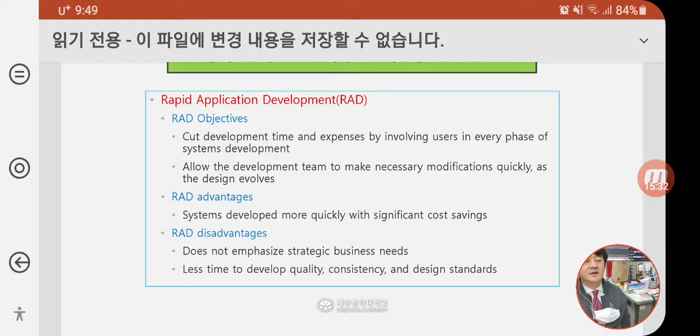RAD means the system is developed more quickly with significant cost savings. But RAD does not emphasize strategic business needs, and there is less time to develop quality, consistency, and design standards.